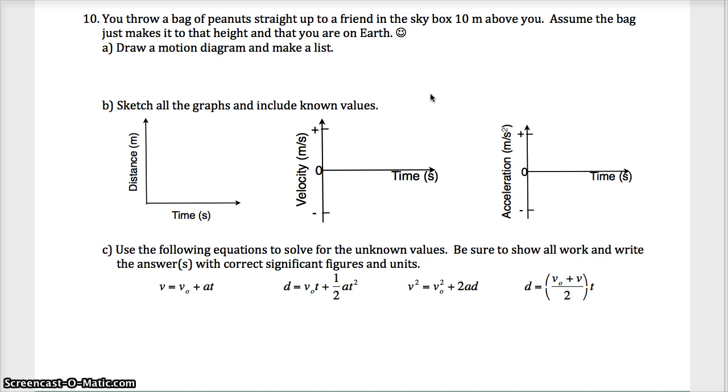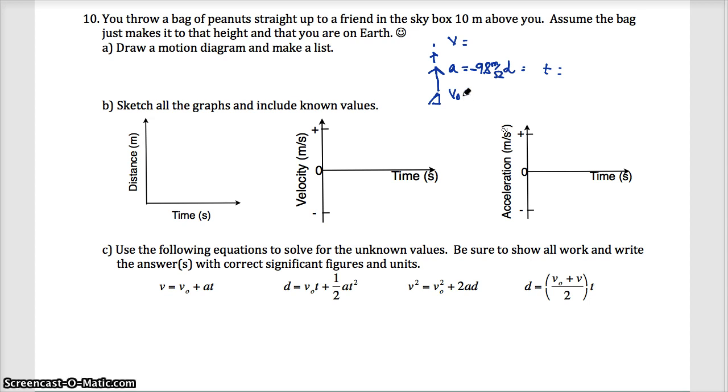All right, so we have your motion detector, and then you're going to throw the bag of peanuts up. So it's going to go up fast, and then it's going to slow down in time. Okay, so you have your original velocity, your acceleration, your distance, your time, and your final velocity. The acceleration, assuming you're on Earth, and we figured this out from the drone experiment, is negative 9.8 meters per second squared.